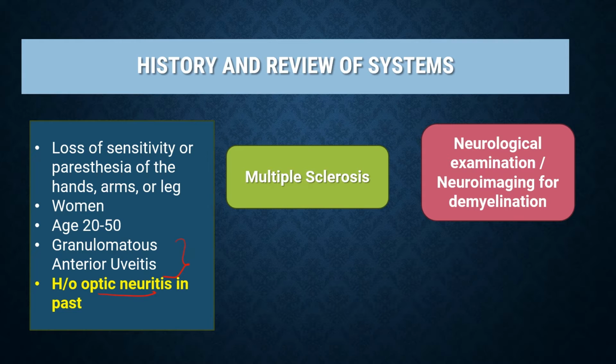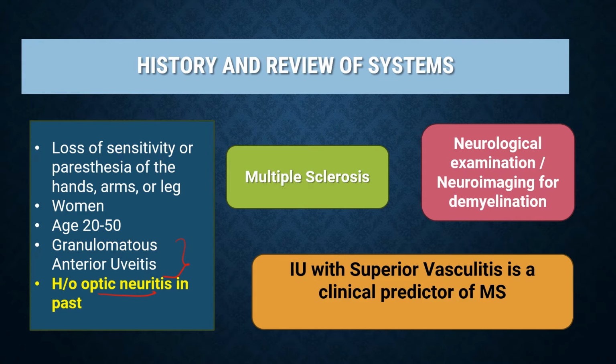Then you go ahead and do a neurological examination or refer the patient to a neurologist, and then they can order neuroimaging for this patient to rule out demyelination, right? And what did I tell you in the first video? That intermediate uveitis usually can cause peripheral periphlebitis or peripheral vasculitis, right? And most of the time it is usually an inferior vasculitis. However, if you see a patient of intermediate uveitis with superior vasculitis, always think in terms of MS, that is multiple sclerosis.